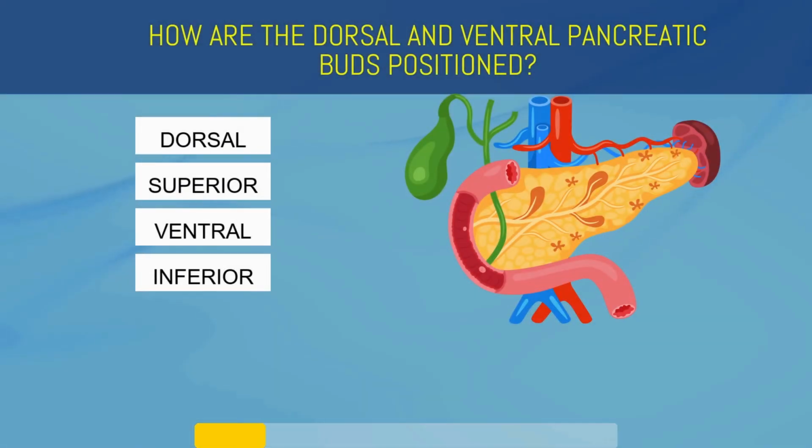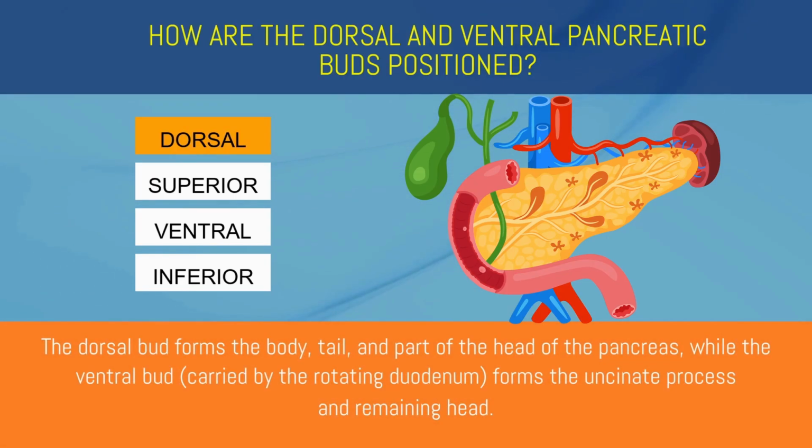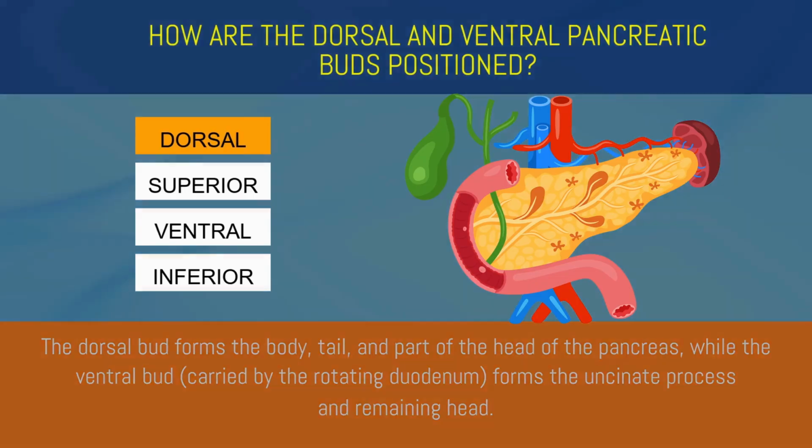How are the dorsal and ventral pancreatic buds positioned? Dorsal, superior, ventral, or inferior? Dorsal. The dorsal bud forms the body, tail, and part of the head of the pancreas, while the ventral bud forms the uncinate process and remaining head.